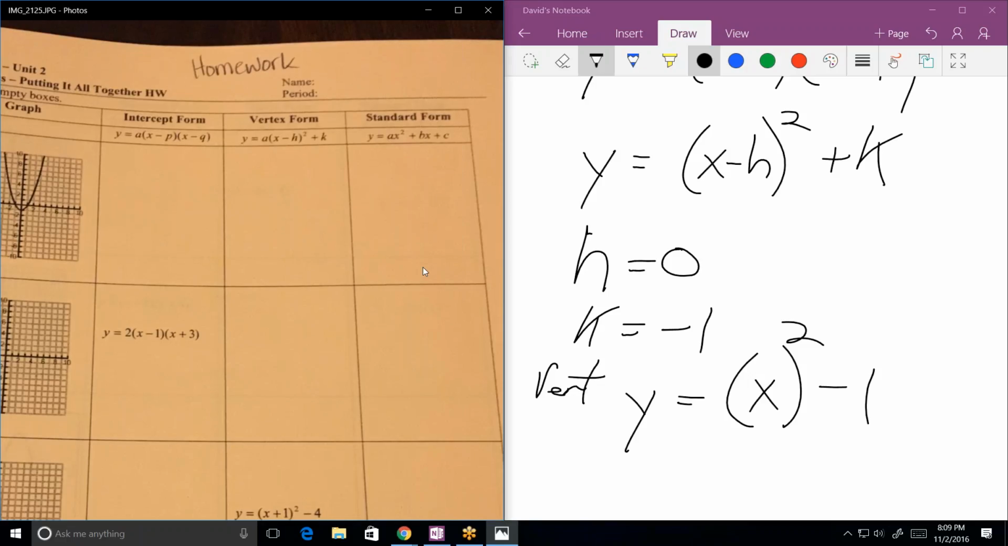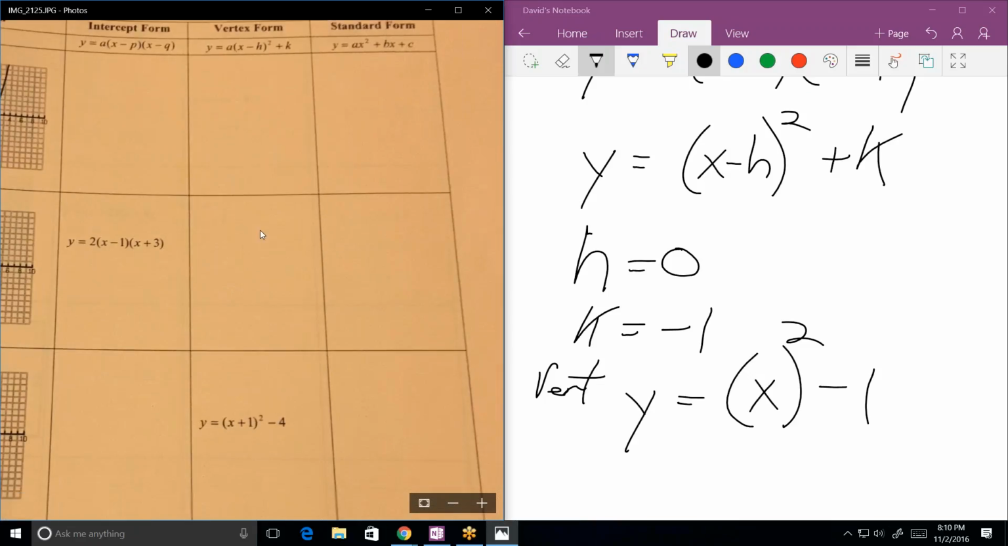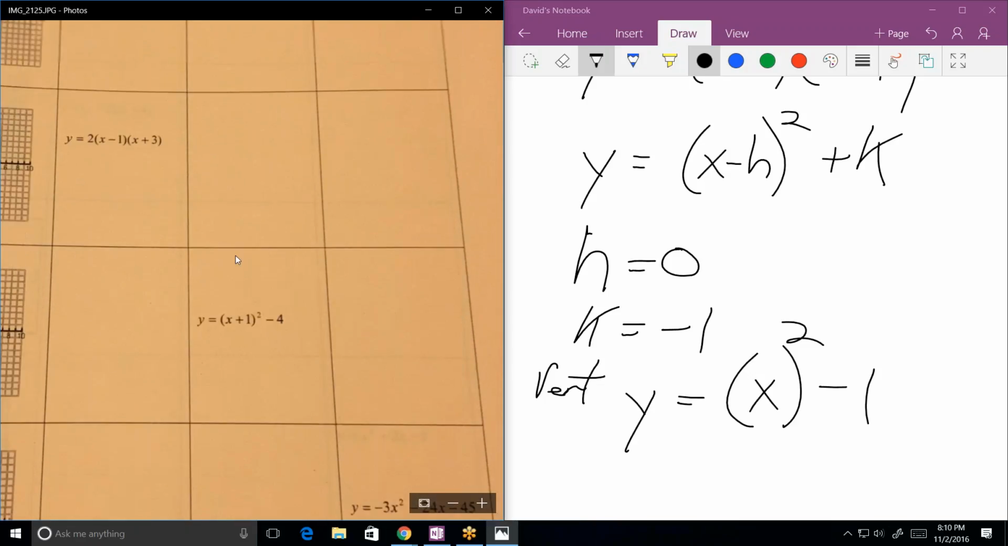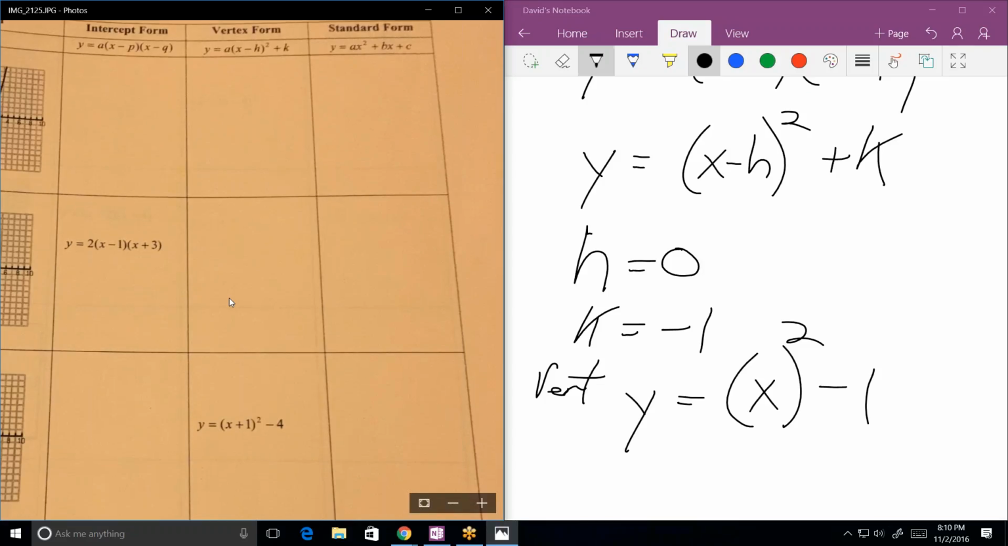Another way we could get the standard format is by multiplying those two together. In other words, if I multiply x minus 1 times x plus 1, which was our intercept format, I get x squared minus 1. Well, I would get that even if I didn't have the vertex format first. The rest of these problems, they don't give you a curve, but they give you one of the 3 formats, and you have to figure out the other 2.